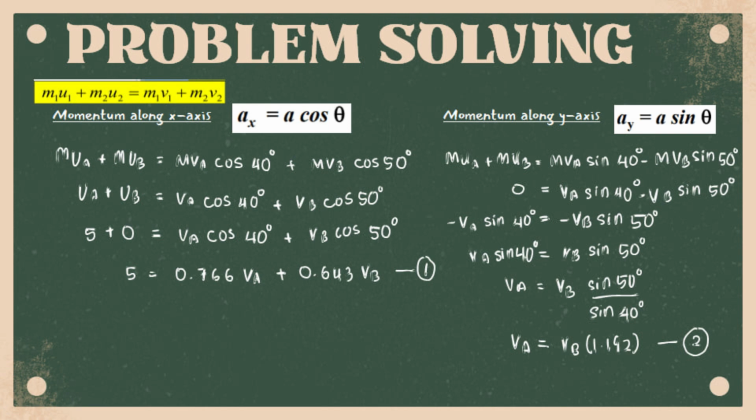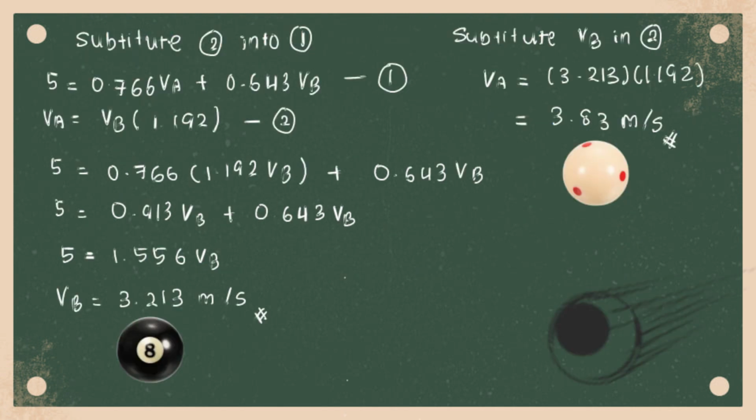Now, moving on to the momentum along the y-axis. It is the same process as the previous one, but there is a slight change in the initial momentum before collision because there is no upward motion, or motion along the y-axis. Thus, it should be 0. And on the right hand side of the equation, we subtract the momentum of ball A and ball B as they are moving in opposite directions. After simplifying, we obtain the second equation as well. Finally, using the first and second equations, we can solve the simultaneous equations to find the velocity of each ball, which is 3.213 meters per second and 3.83 meters per second respectively. And finally, the question is answered.